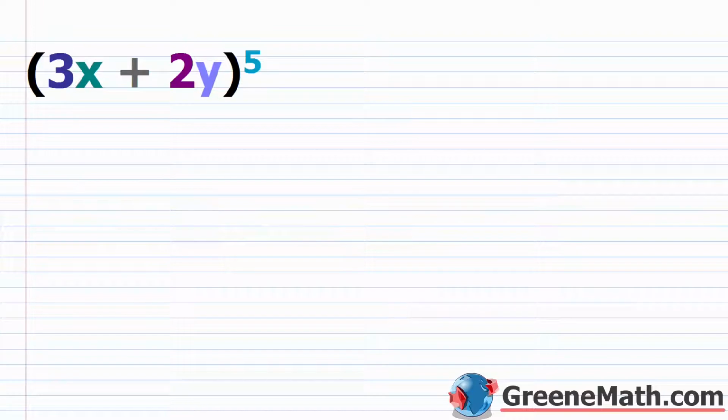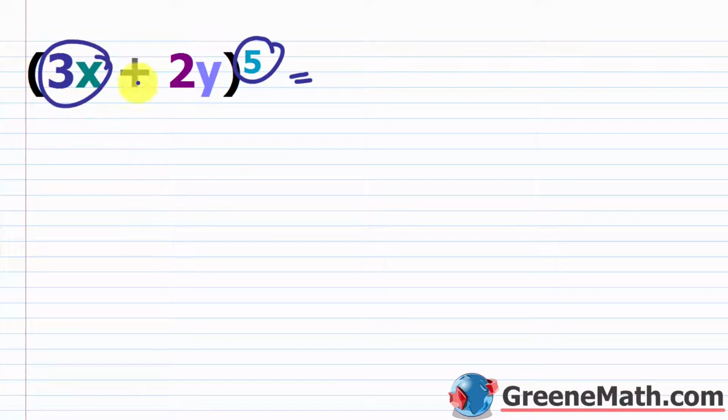So for this one, I have 3x plus 2y. This is raised to the 5th power. So again, now this guy is going to be 5. Okay, so I'm going to have 6 terms, right? So it's always this number, which again, we call n. So n plus 1. So here, n is 5. So 5 plus 1 is 6. So you're going to have 6 terms, and I'm not going to space it out. I'm just going to do it.